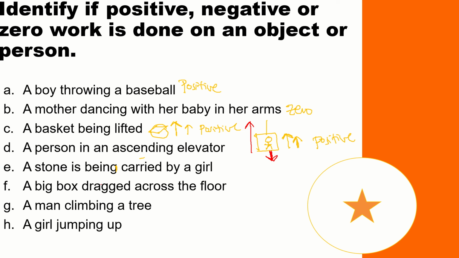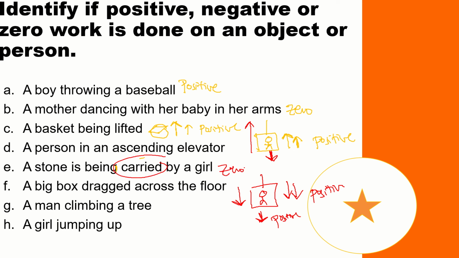So, paano naman kung descending elevator? So, descending elevator naman tayo. Work done by the elevator, going downward, it's still positive. Work done by the person on the elevator, going down naman, descending tayo, yung force of gravity is also going downward. So, ibig sabihin, this is also positive. I hope this one is clear dahil napakadali lang naman niya. Next, a stone is being carried by the girl. Carried yung term niya. So, this is zero work.